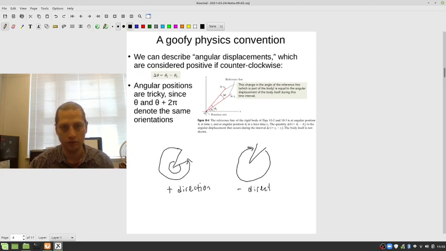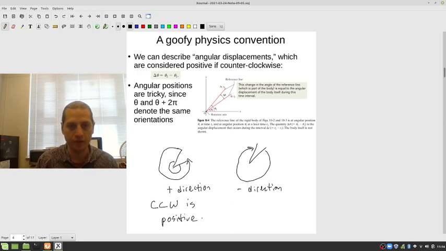Okay, and one way to remember this, in your book they say, remember, clocks are good. Or no, wait, they say clocks are bad. That way is hard for me to remember. So counterclockwise is positive. Clockwise is negative.